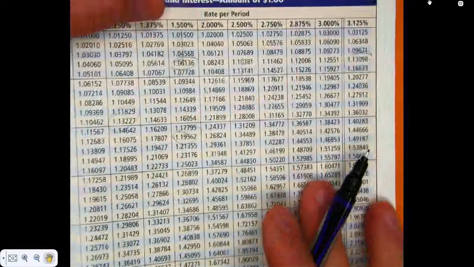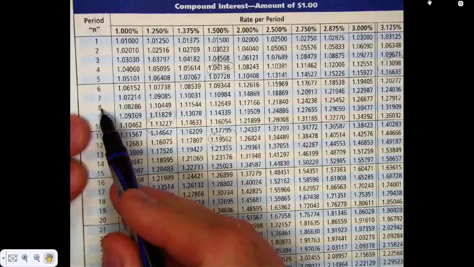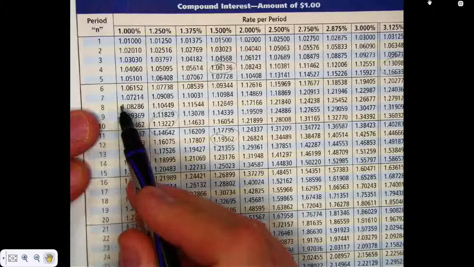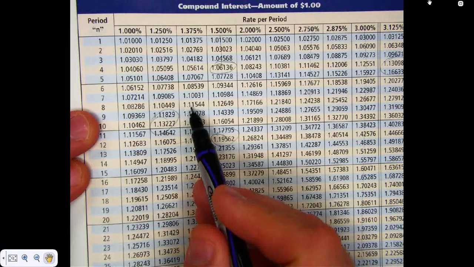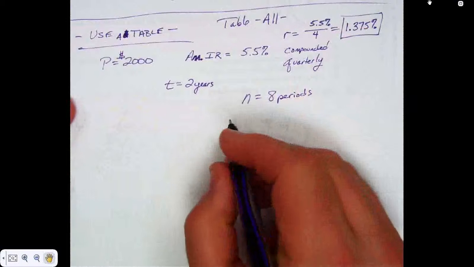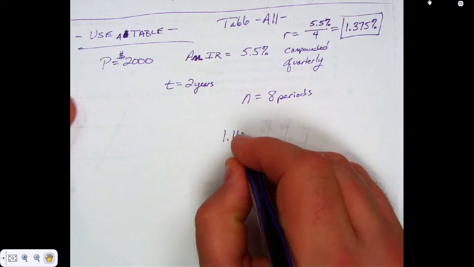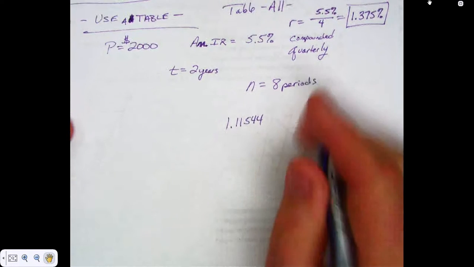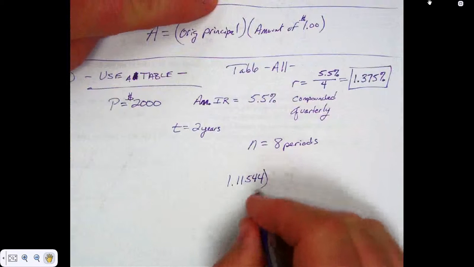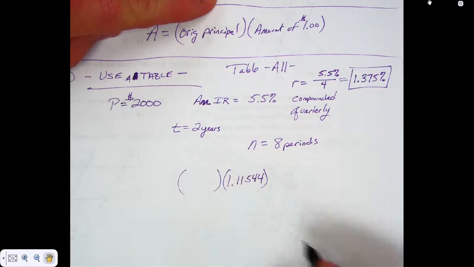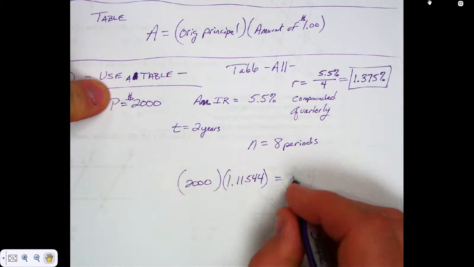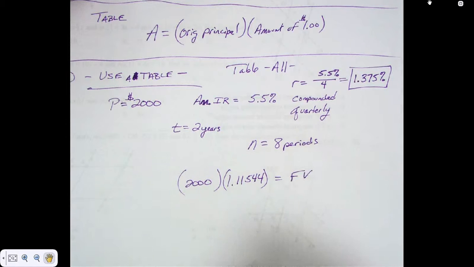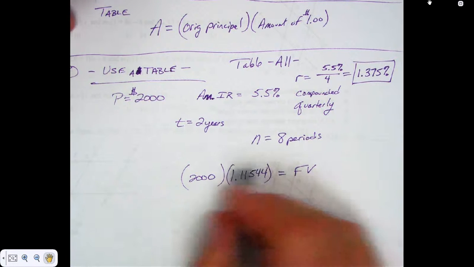So, okay, I know n is 8. That puts me right here, right? And I know my percentage is what? 1.375. So my amount per $1 is what? 1.11544. I know that my thing here says that I multiply that times the amount that I invested. How much did I invest here, did it say? 2,000. And that should give me my future value of my investment, shouldn't it? What do you get when you multiply those together?